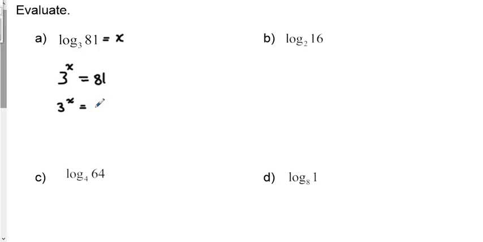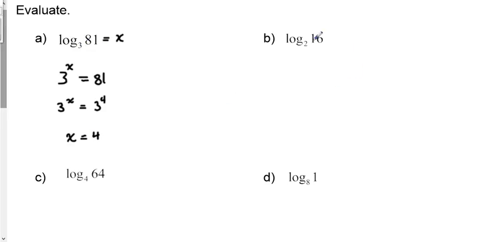So looking at 81, I could write that as a power of 3, or I'd say 3 to the 4. And now we know that the only way this could be true would be if the exponents are equal, so x would equal 4. Meaning that log base 3 of 81 equals 4.